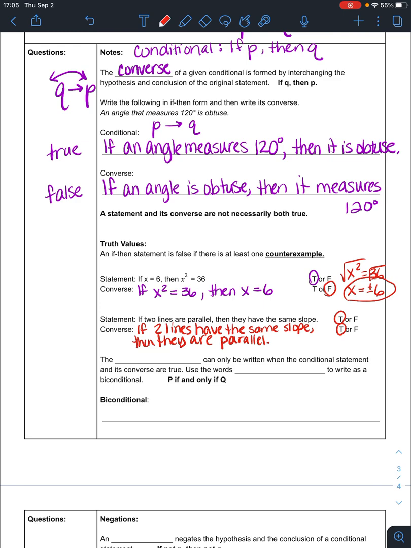So they can have the same truth value, or they might not. Now, here's what happens when they do. When the converse and the conditional both have the same truth value, you can write what's called a biconditional. It can only be written when the converse and the conditional are true. We use the words "if and only if."